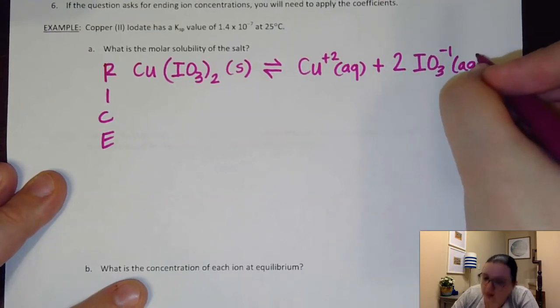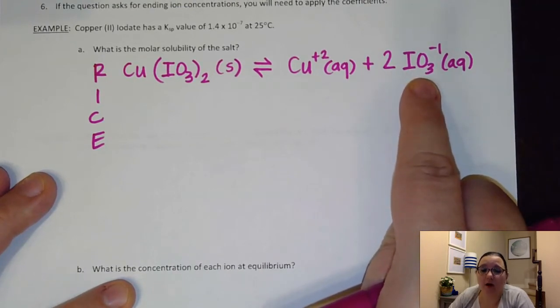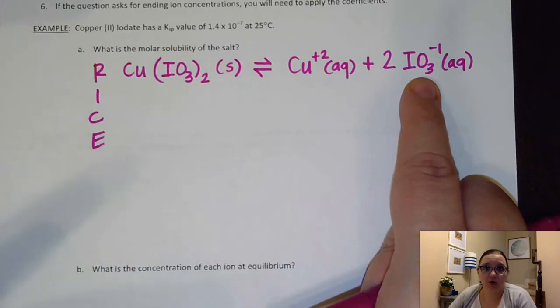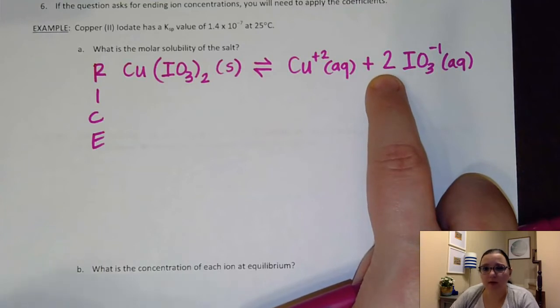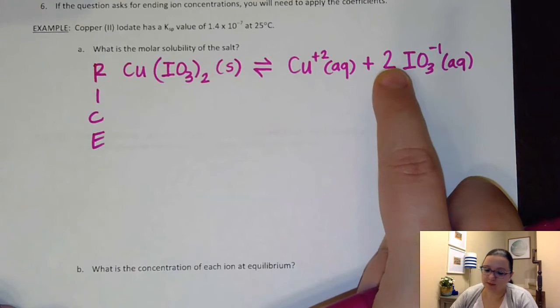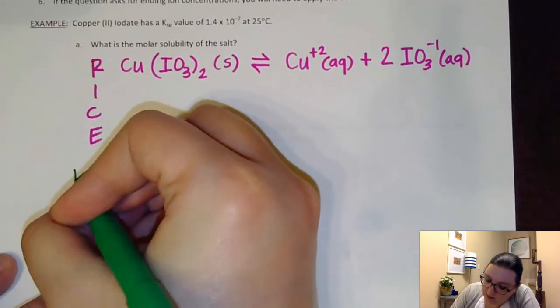By the way, notice that I don't break up a polyatomic ion further when I do a dissociation. The polyion stays together, but if I needed 2 or 3 or 4 of that polyion, then that would get brought in front as a coefficient. All right, I'm also going to go ahead and set up my KSP expression.